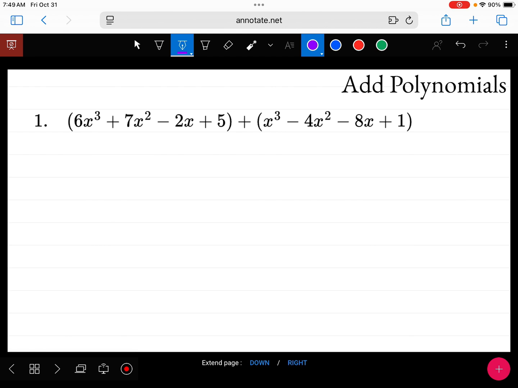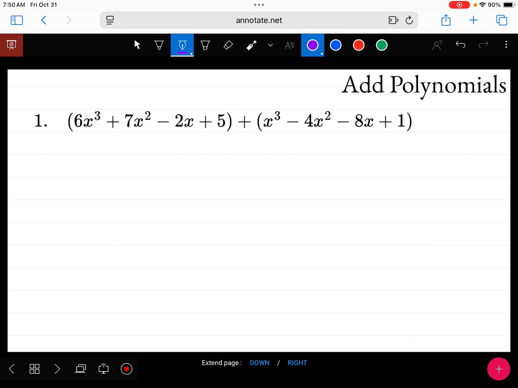There's going to be times when we are given problems like this and asked to either add or subtract. This guy is a polynomial, 6x cubed plus 7x squared minus 2x plus 5. No roots, no weird negative exponents, nothing else going on. And we're adding this polynomial to it. And again, this is totally a valid polynomial. No roots, no negative exponents, nothing weird going on. If I wanted to add these two polynomials together, what do I need to do?